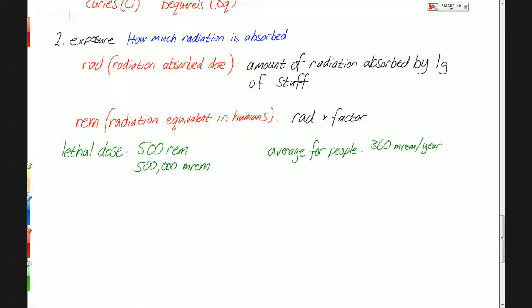The upper limit for most people is not to exceed 5 rems, that's 5,000 millirems per year. So if you were working with radioactive materials or something like that, you would need to make sure not to exceed that upper limit, which still is nowhere near the lethal dose, of course.